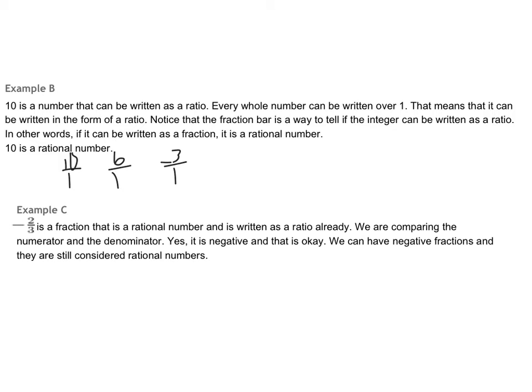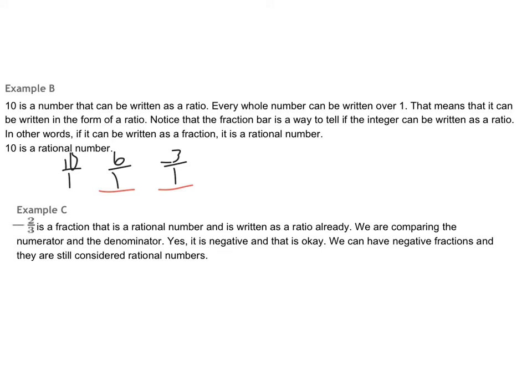So now notice that the fraction bar is a way to tell if the integer can be written as a ratio. In other words, if it can be written as a fraction, it's a rational number. So 10 is a rational number, and also these other 2 examples. So 6 would be rational and negative 3 would be rational, because again, I can write it as a fraction.